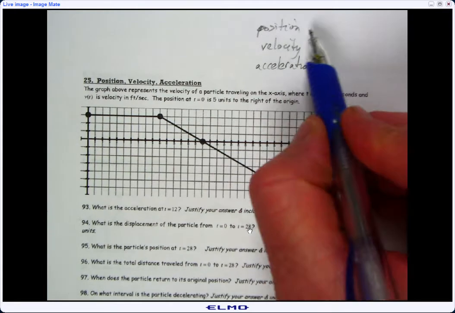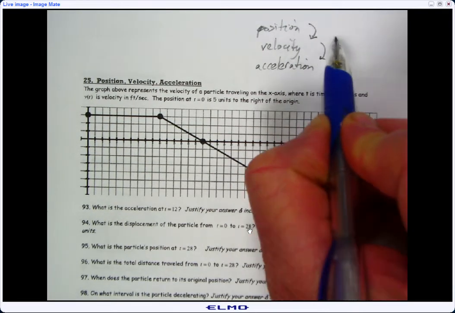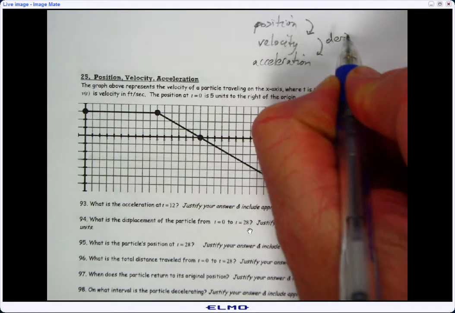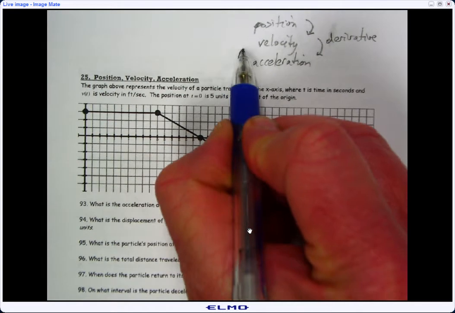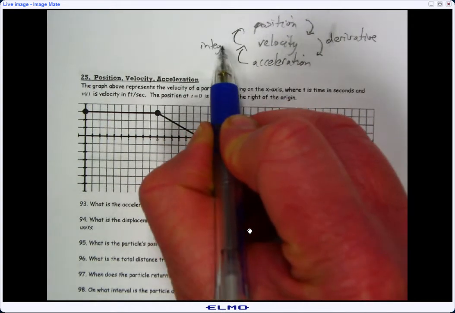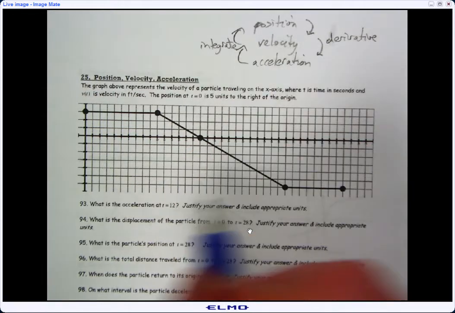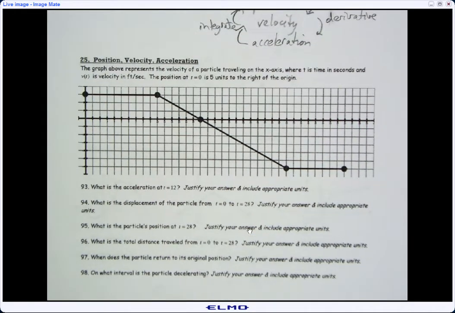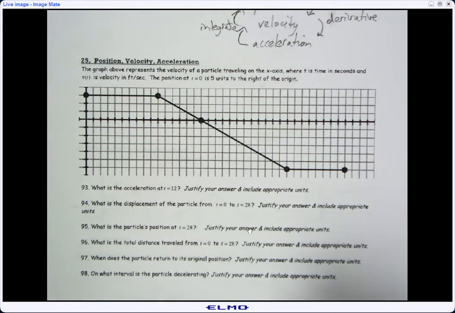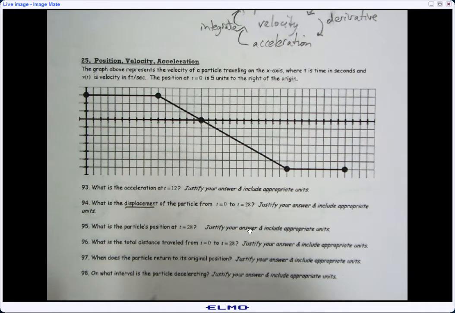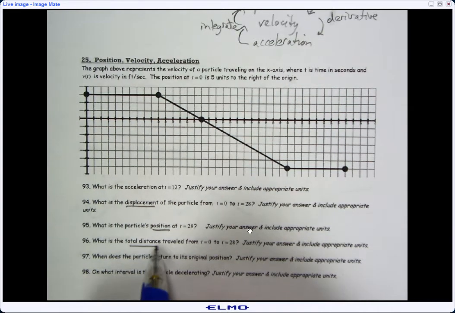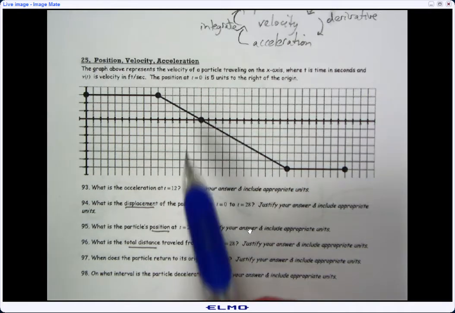And to go down the ladder, you take the derivative. And to move back up, you're going to integrate. So think about where you are at, which direction you need to move. And then there are a couple of terms that go along with it. Displacement and position. Those are a couple different words, and sometimes they get mixed up together. And total distance.